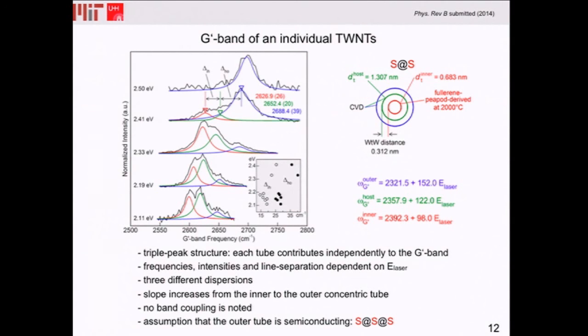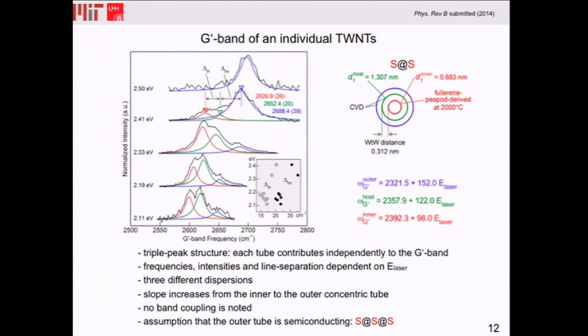The last slide is about the G' band of an individual triple wall carbon nanotube. In addition to the RBMs and the G-, we see that the G' band shows a triple peak structure, which tells us that the interaction between the tubes is very low, and that each tube contributes individually to the G' band.